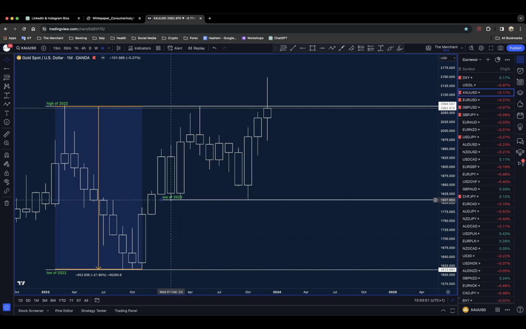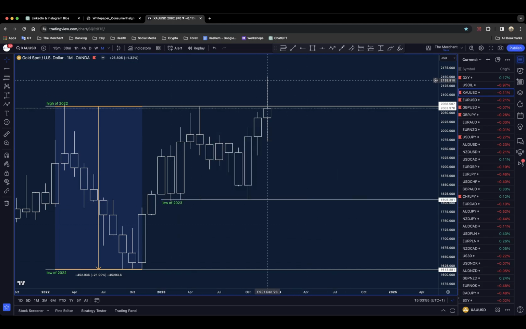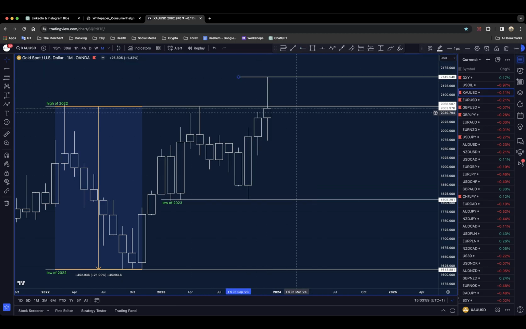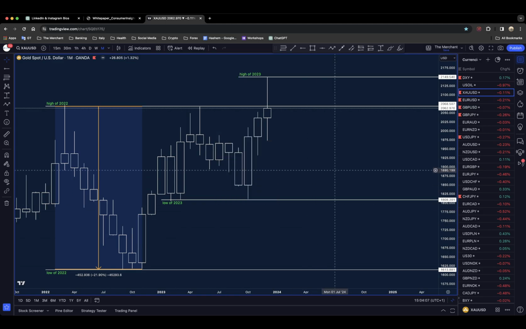And here, sorry, let's put it at the bottom, and here we can see obviously that this is the high of 2023. What can we see, guys? Let's measure this also, and then I will tell you what I'm talking about.